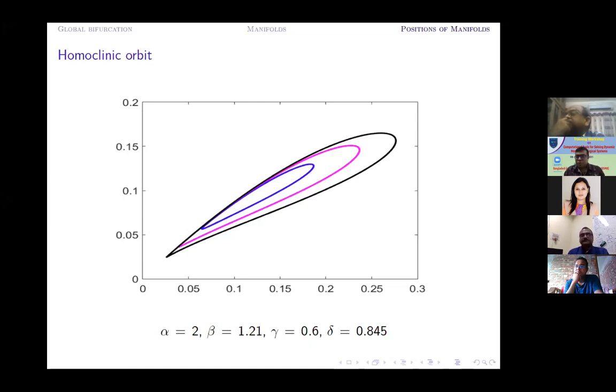Thank you, sir. Still, we have some questions. What is flip bifurcation? Flip bifurcation mostly happens in discrete dynamical systems, not in continuous dynamical systems. That is a bifurcation for which one eigenvalue is equal to -1, and that corresponds to the flip bifurcation.